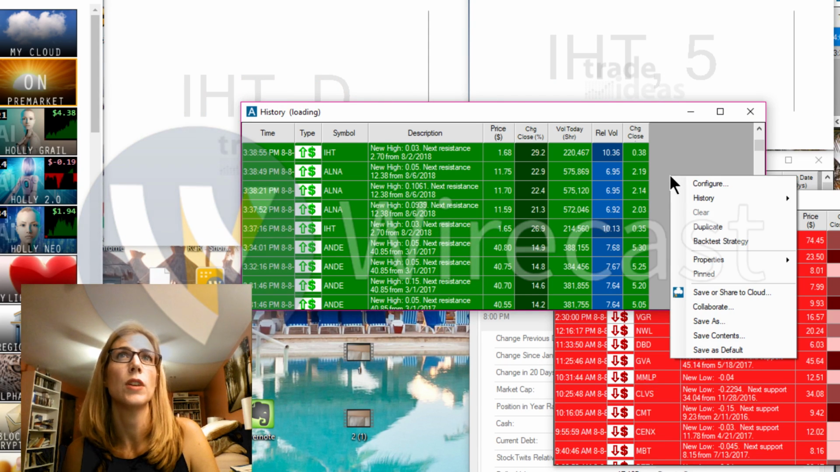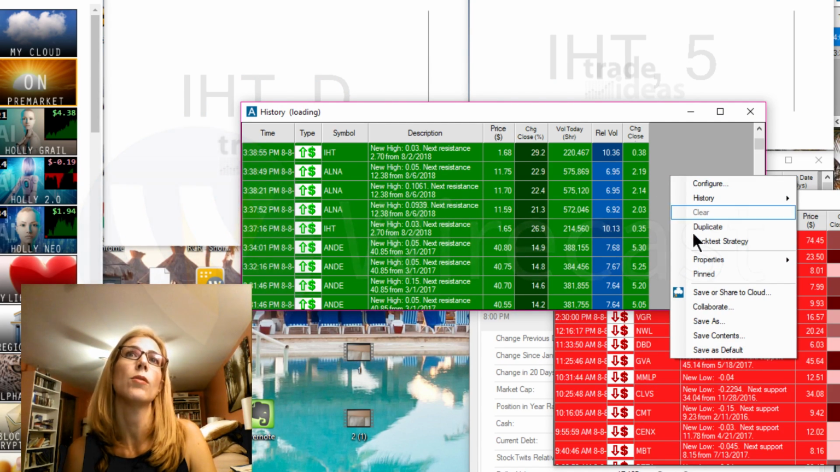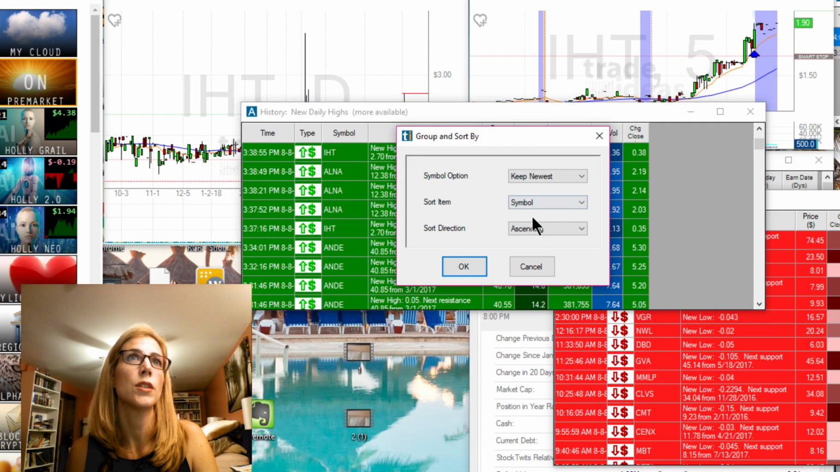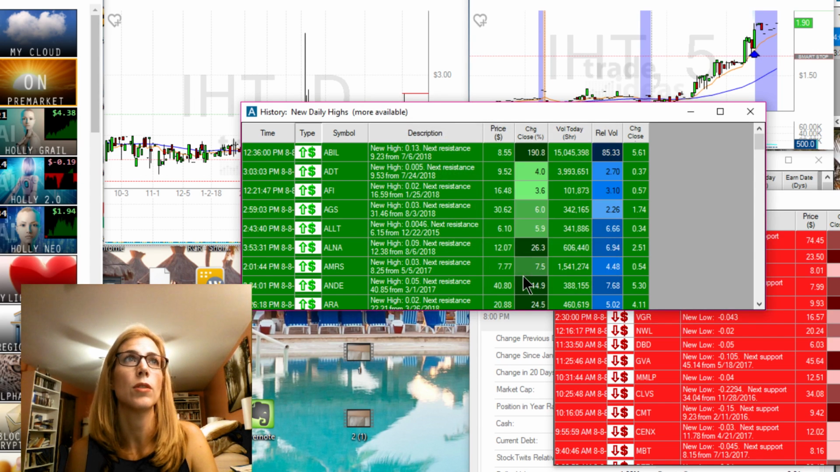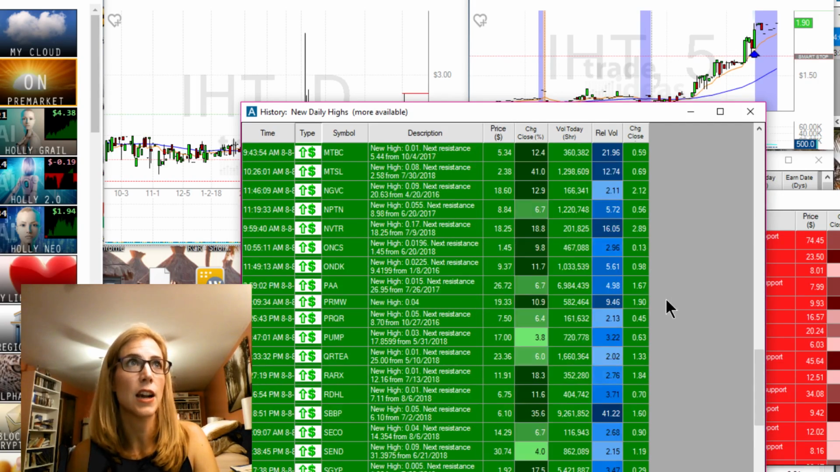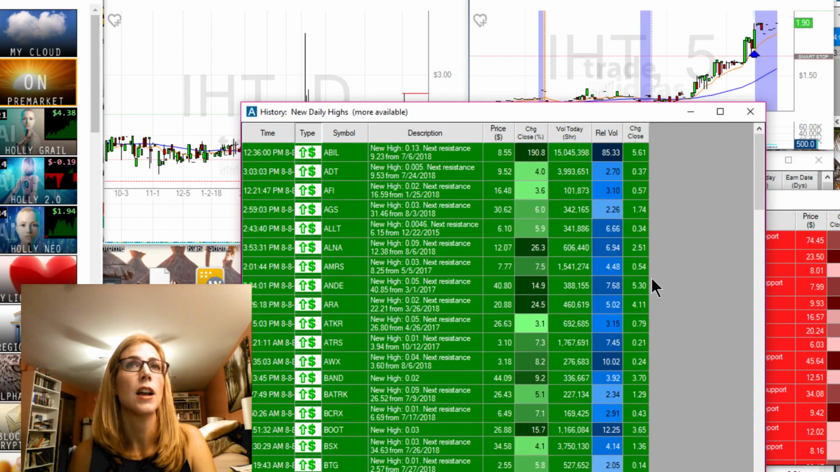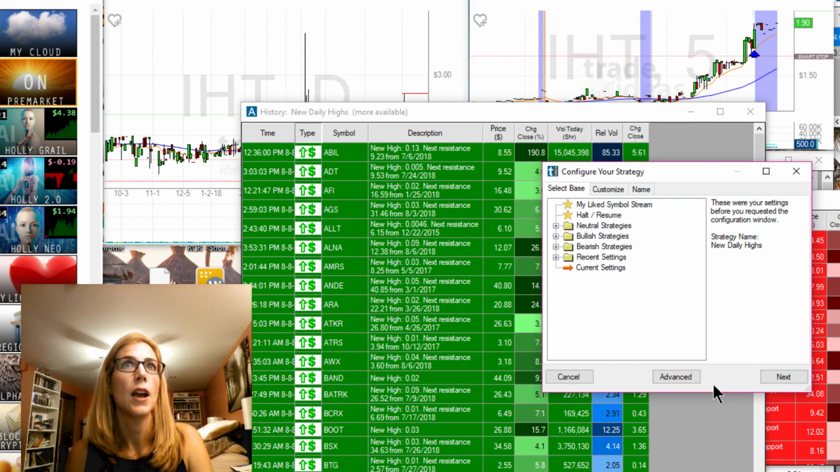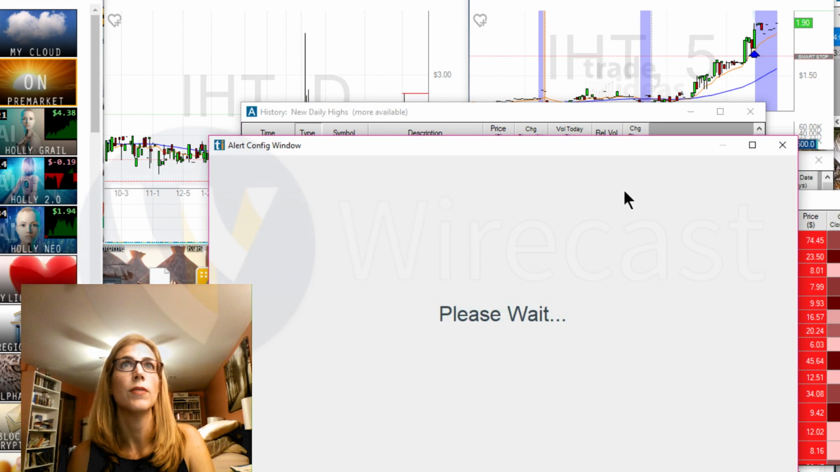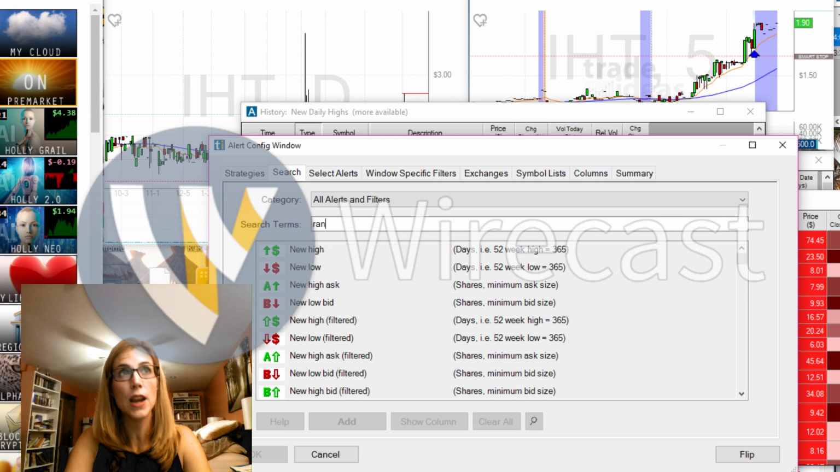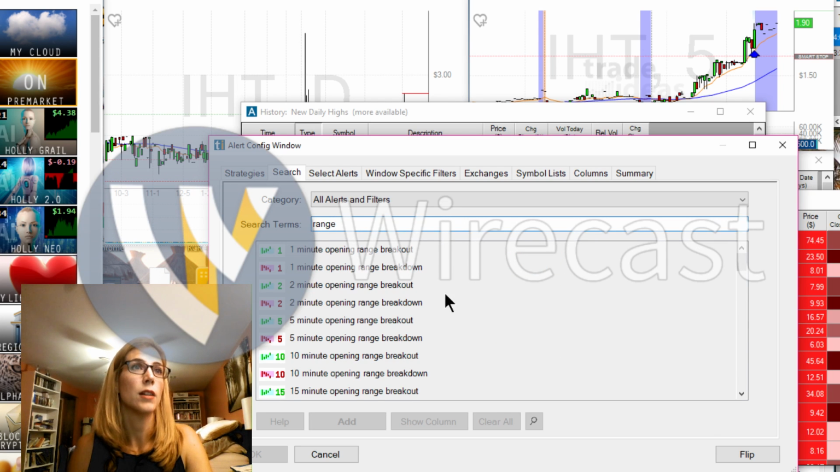And then what you can do is you can also go in, okay, well, for now, we're in properties, view mode, group and sort. We'll do time and descending so that will go ahead and limit how many we really have. But you can see this is a lot of stocks setting highs. Okay, so let's go back in, let's configure it, and we hit advanced. Okay, so where are they potentially in the range for the day?